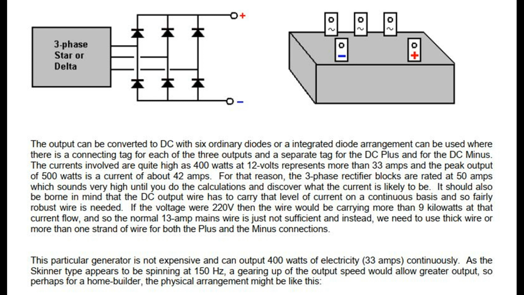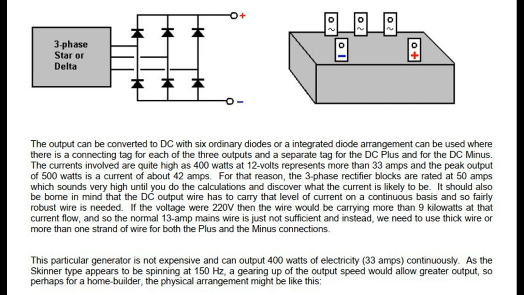It should also be borne in mind that the DC output wire has to carry that level of current on a continuous basis, and so fairly robust wire is needed. If the voltage were 220V, then the wire would be carrying more than 9 kilowatts at that current flow, and so the normal 13 amp mains wire is just not sufficient, and instead, we need to use thick wire or more than one strand of wire for both the plus and the minus connections. This particular generator is not expensive and can output 400 watts of electricity, 33 amps, continuously.